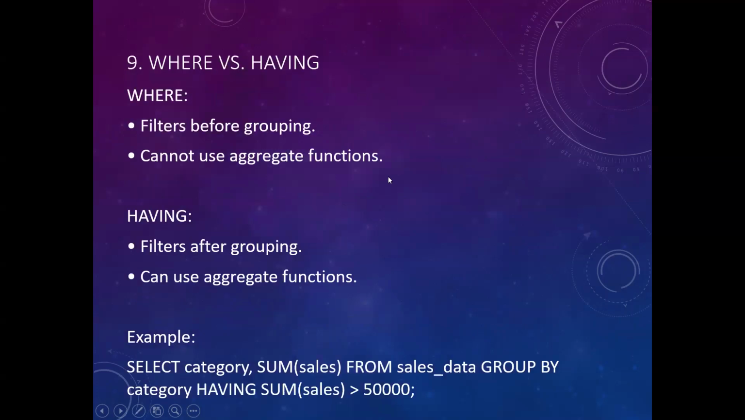Next question is where versus having. In many interviews, in round one, they ask this question. What is the difference? Where is used before applying grouping, and we cannot apply any aggregate functions in it. But having is applied after using group by, and we can apply aggregate functions in it. For having, I have added an example as well. Here it is grouped by category, and then we have applied having sum of sales greater than 50,000. So this is the usage.